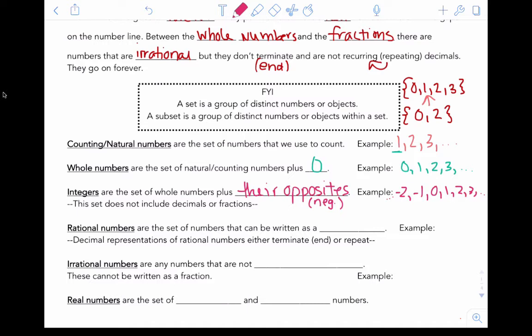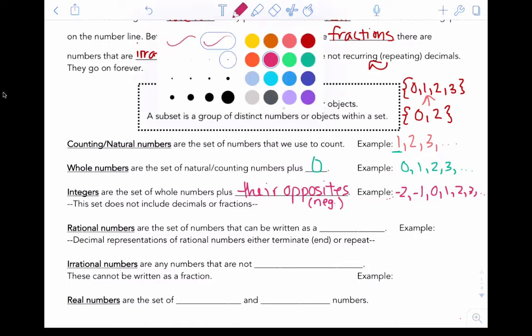All right, so I had my counting natural numbers. That's my smallest group. And then my whole numbers, all I'm doing is I'm taking those counting natural numbers and adding 0 to it. And then integers, all I'm taking is those counting natural numbers plus 0 plus the negatives. And now I have rational numbers. So rational numbers are the set of numbers that can be written as fractions.